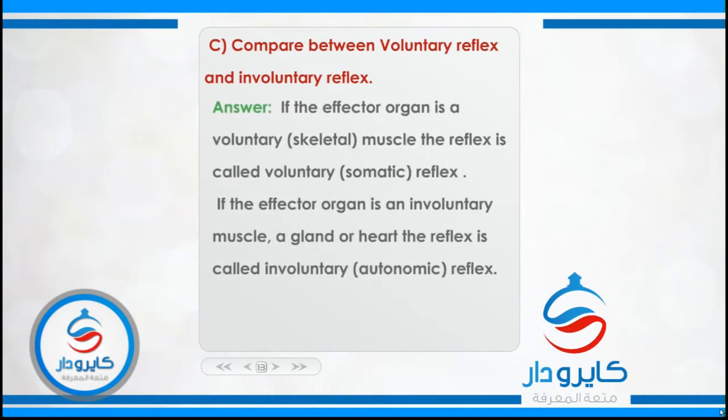So if the reflex action takes place by voluntary muscles, that's called the voluntary reflex action, which takes place by the skeletal muscles or the muscles that attach to the skeletal system. But if the reflex action takes place by the involuntary muscles, that's called the autonomic reflex or the involuntary reflex action.